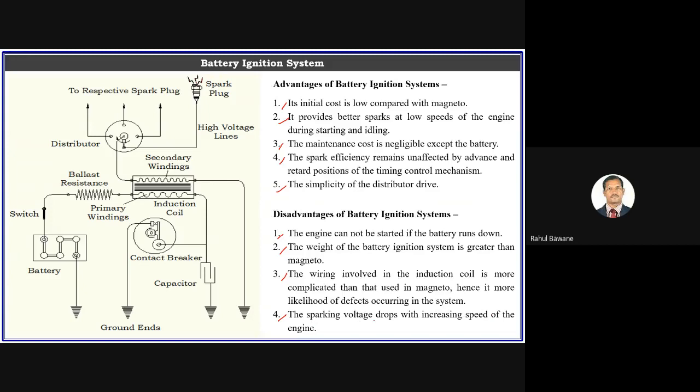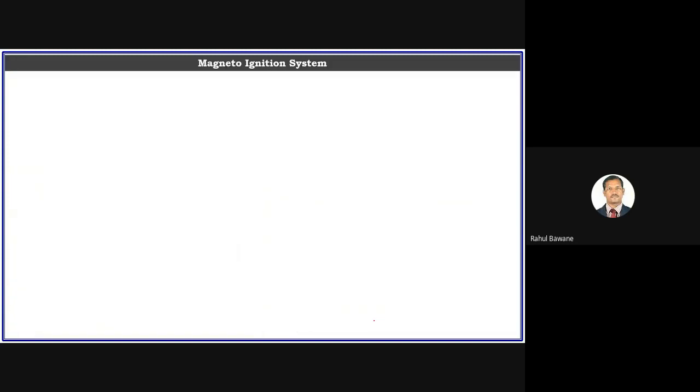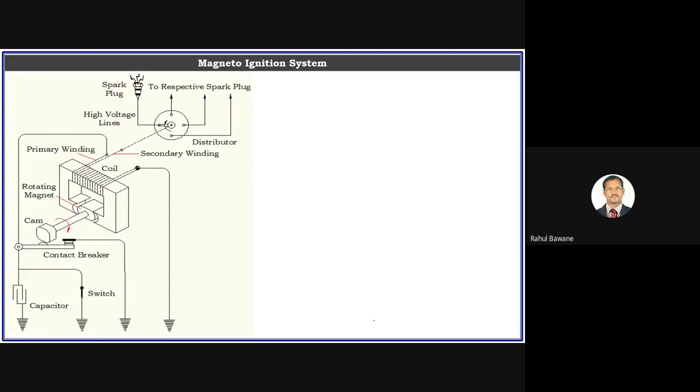So in most cases we observe that the battery ignition system is used for light vehicles and heavy vehicles, that means low speed or moderate speed. But it is not used in any high speed vehicle or racing car. Now the second system is the magneto ignition system. In the magneto ignition system, as the schematic shows, we are completely replacing the battery and induction coil.